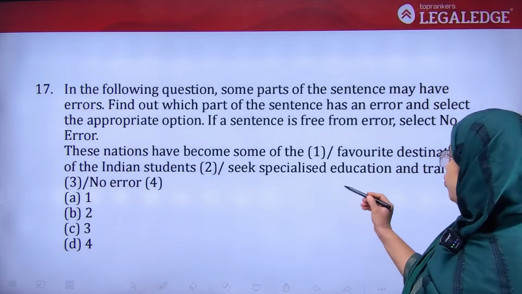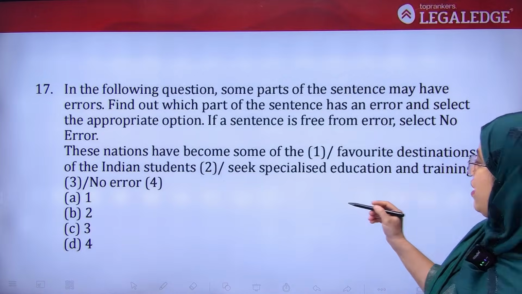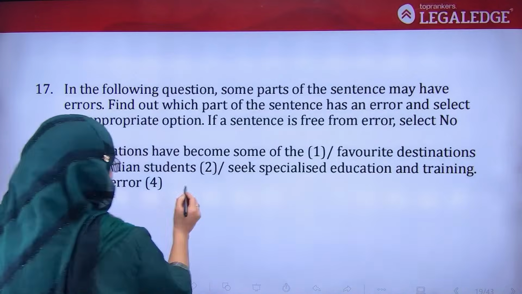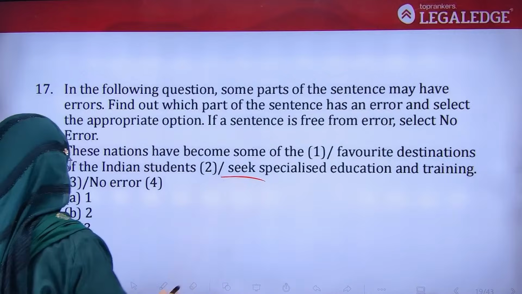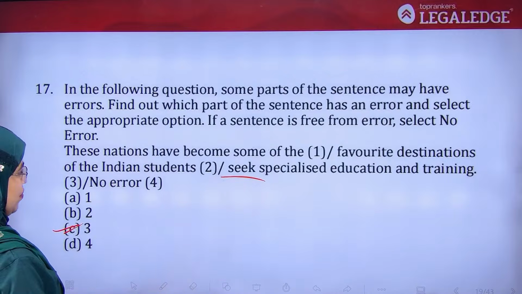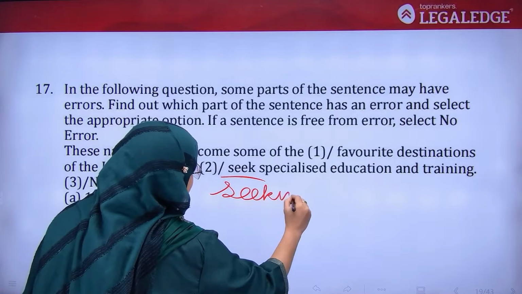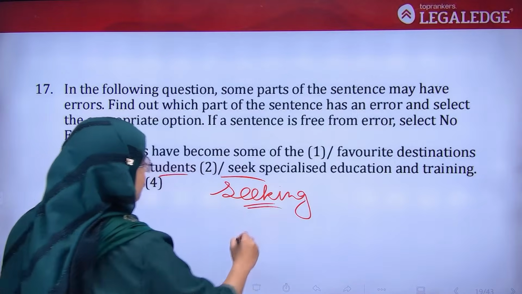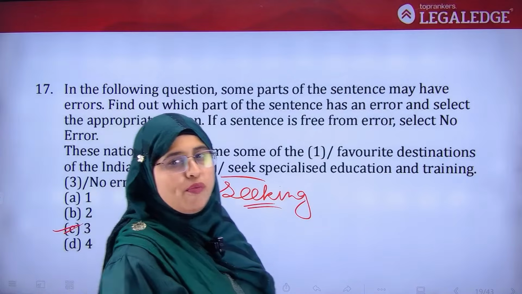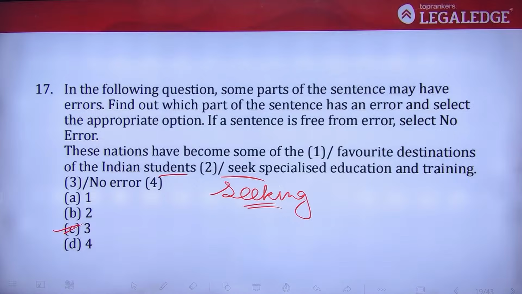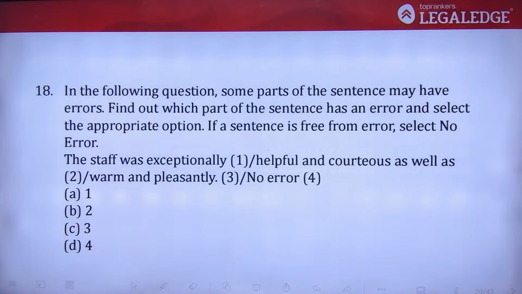All right. So students, here the correct answer is C. Error is in part 3. Students seeking specialized education. Here we needed participle form of verb. So seeking, verb in ing form, participle form. Question number 18 is on screen.